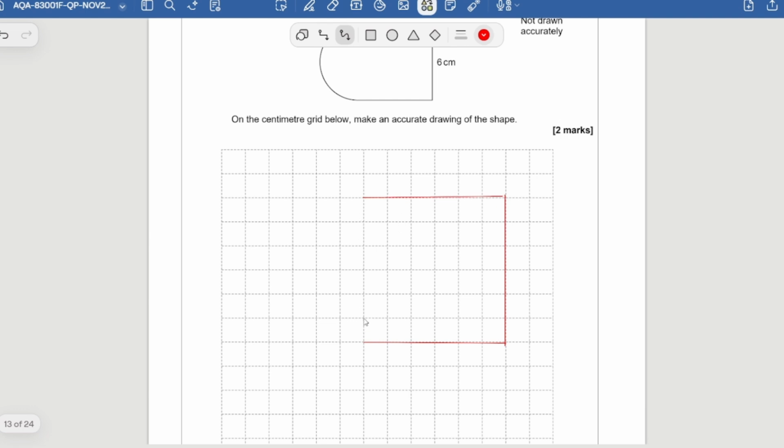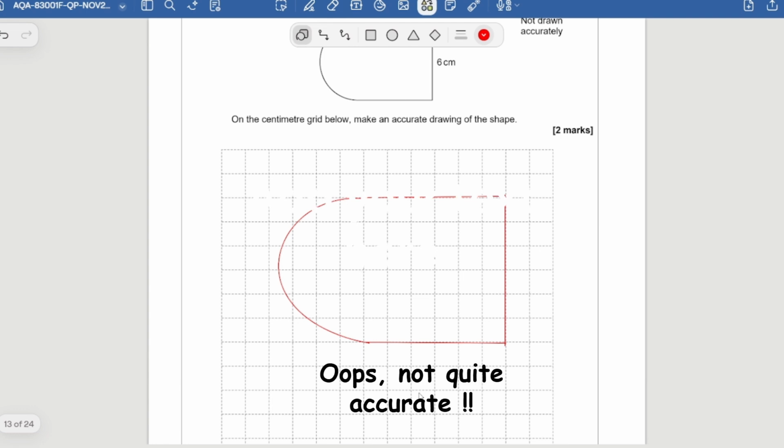So this is a square and there is a semicircle that needs to be attached. So take this and this. I mean, the radius of the semicircle has to be half of this. That's 3 centimeters. So this is 3, 3, yeah. So this is the accurate drawing of the shape given above.